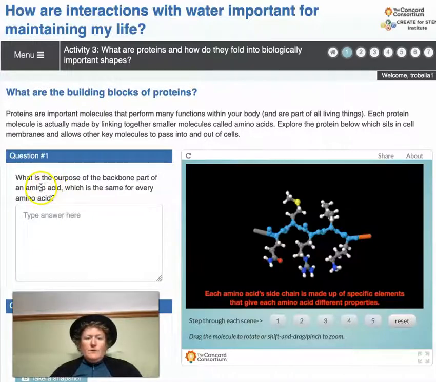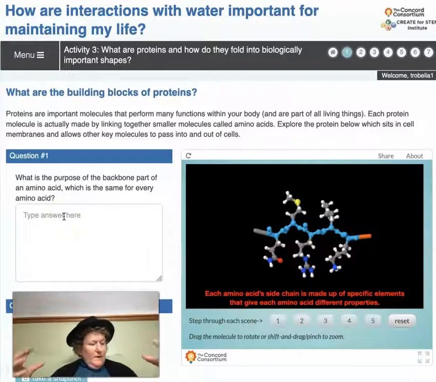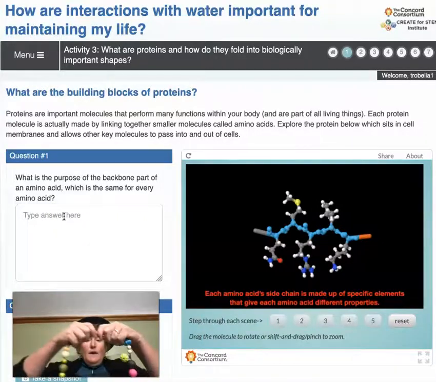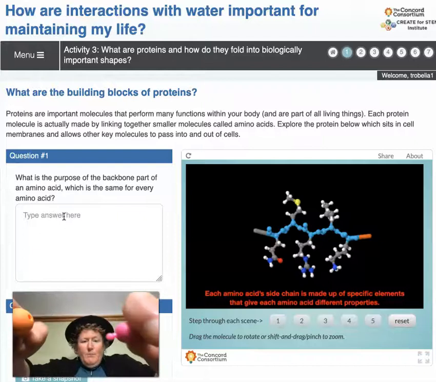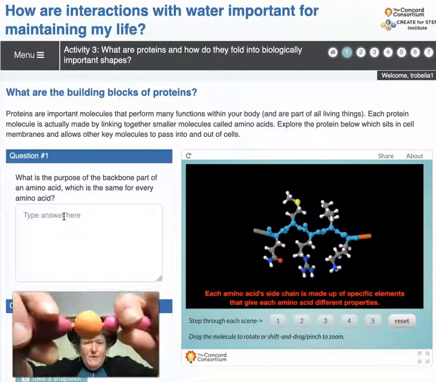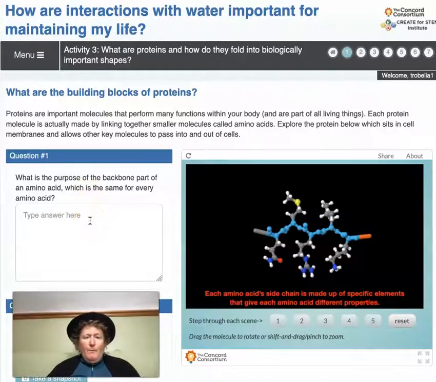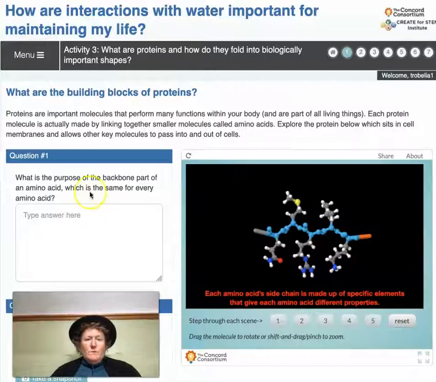Our first question here is, what is the purpose of the backbone part of an amino acid, which is the same for every amino acid? Well, we've talked about that. It keeps the protein together. Those amino acids have to stick together. And so just like my pop beads, the backbone makes it able for the amino acids to connect. So you can write a good answer to question 1.